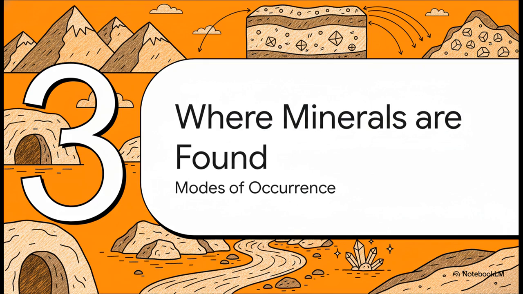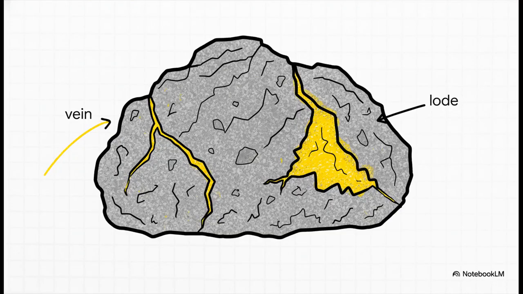All right, so now we know what minerals are, and we know how to classify them. But the big question is, where do we actually find them? This is a very important part of our lesson. So, let's explore the different ways or modes of occurrence that minerals are found in nature. So, our first stop is inside igneous and metamorphic rocks.